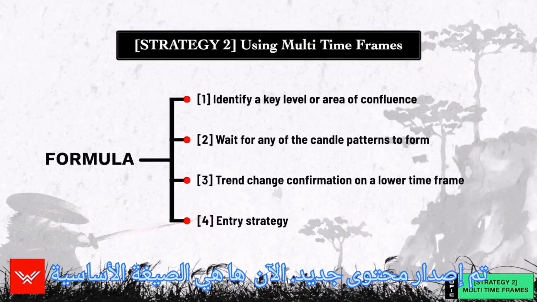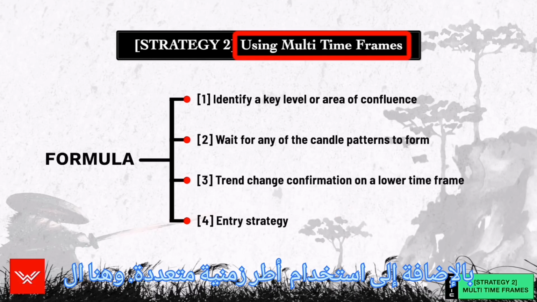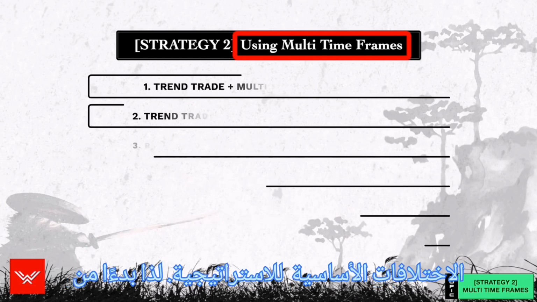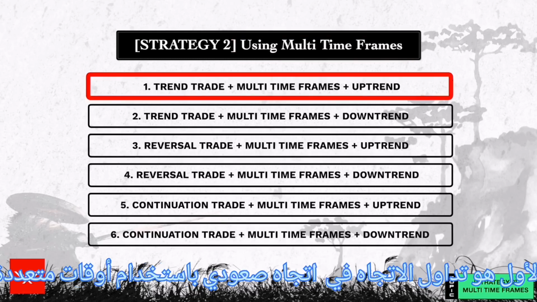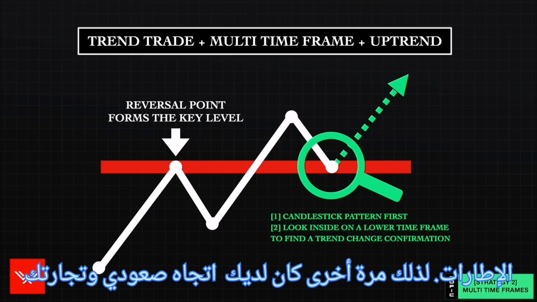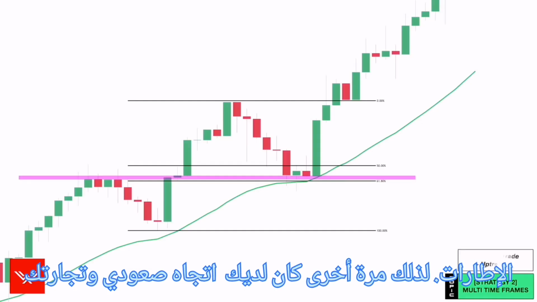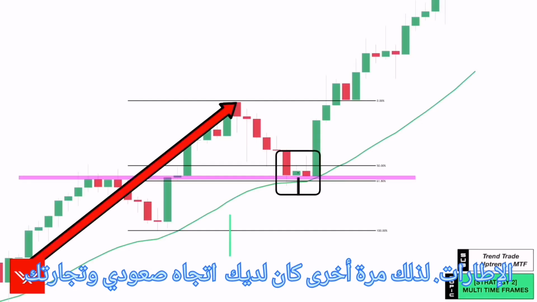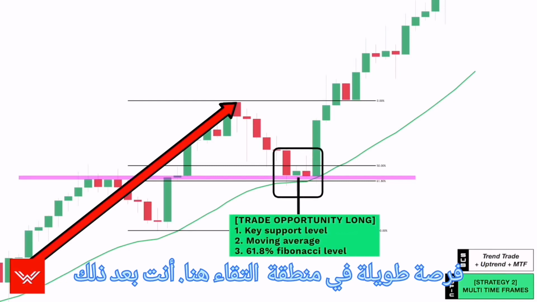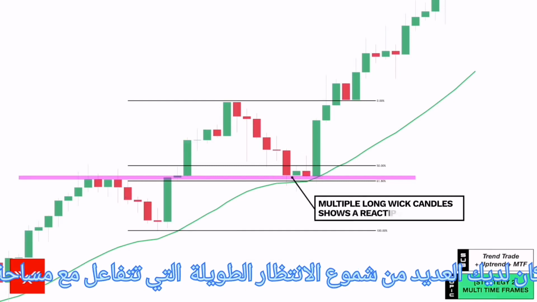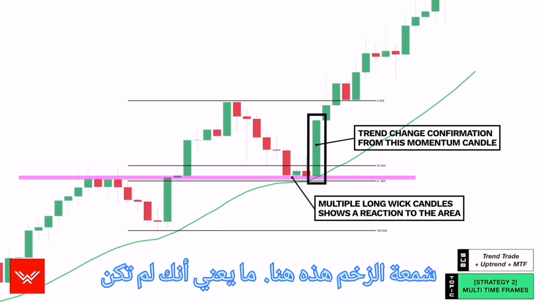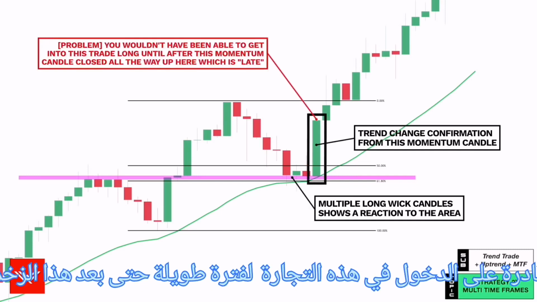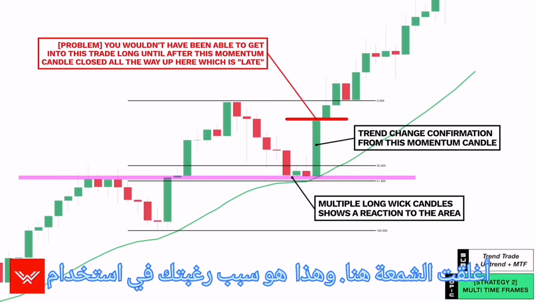Now here's the core formula, combined with the use of multi-time frames. And here are the core variations of the strategy. Starting with the first, which is a trend trade in an uptrend using multi-time frames. So again, you had your uptrend and your trade opportunity long at this area of confluence here. You then had multiple long wick candles reacting to the area of confluence. Now, the trend change confirmation came from this momentum candle here, meaning you wouldn't have been able to get into this trade long until after this momentum candle closed up here.